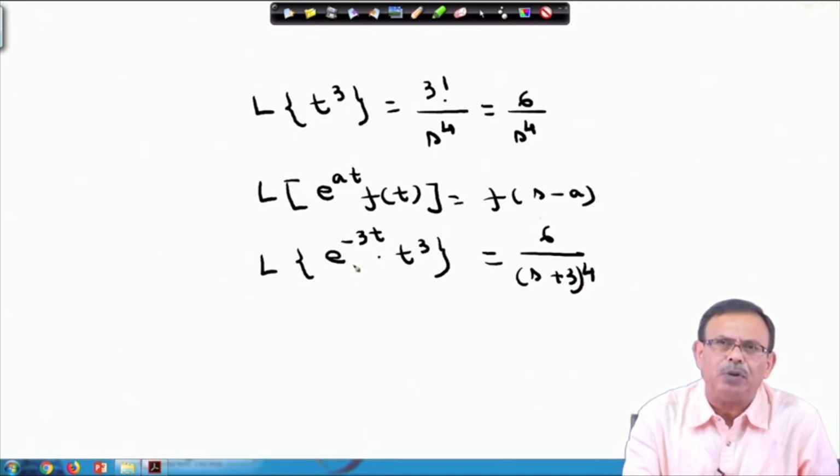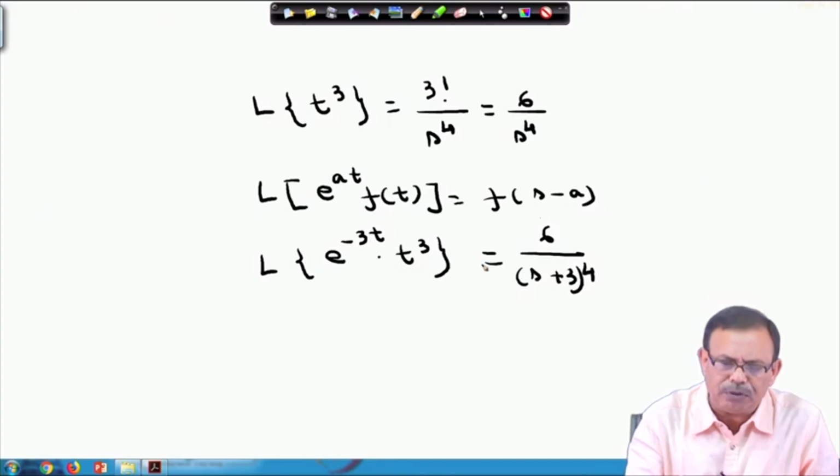If I have to use the direct method, that is Laplace transform of this equals integral from 0 to infinity e power minus s t into this. So, I have to evaluate one complex integral, but with a very simple calculation using this property, we are finding the Laplace transform of a complex function. This is the use of the properties which we will do.